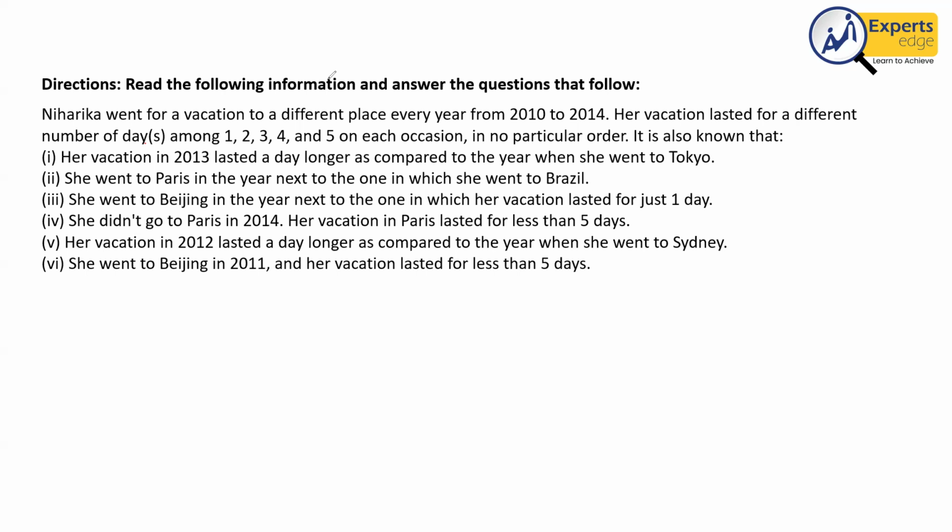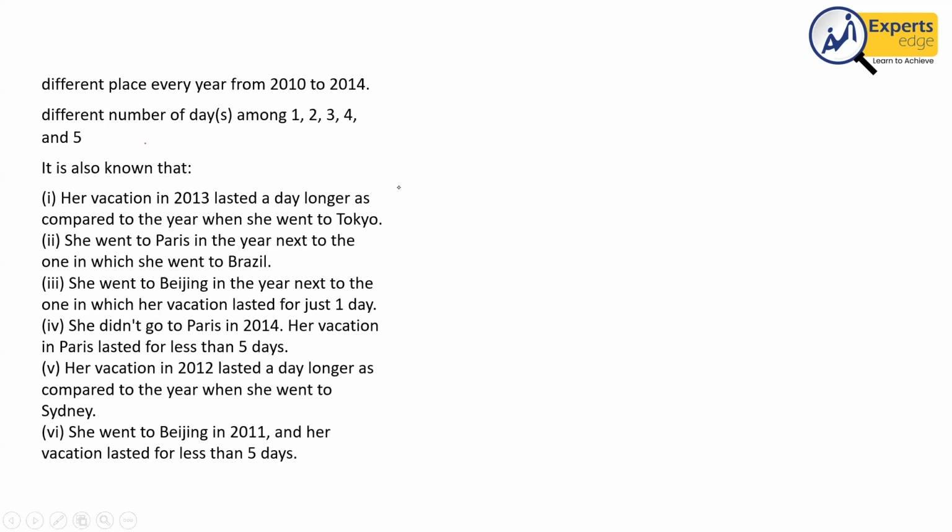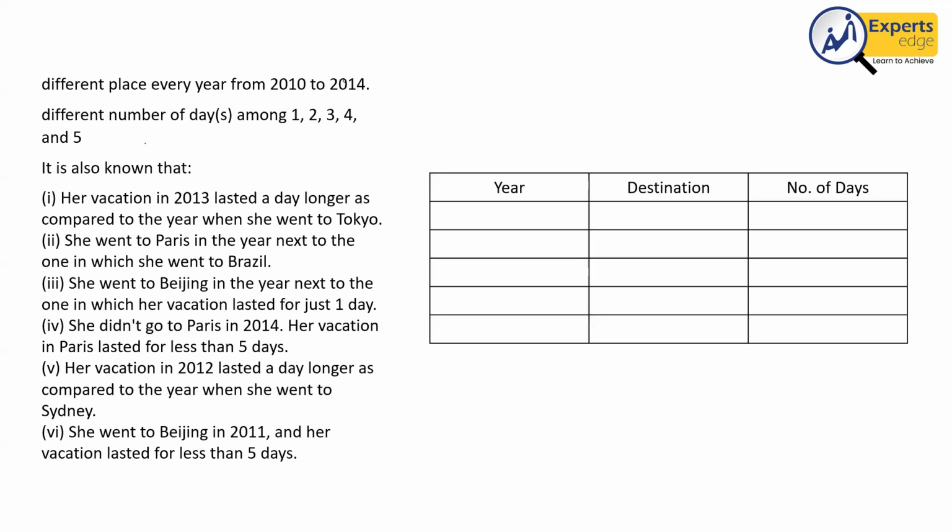So what we can do is make a table. We'll use this information and make a table where we'll have the year, which city she went to in that year, and the number of days that the vacation lasted that year. So the table would look something like this. I'm making this for each year: 2010, 11, 12, 13, and 14.